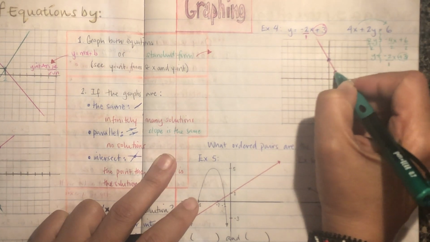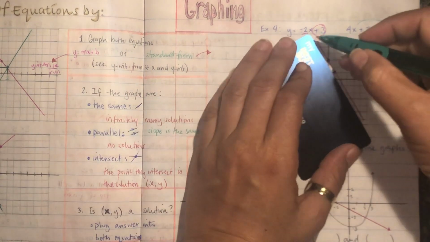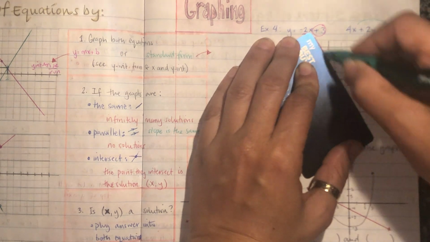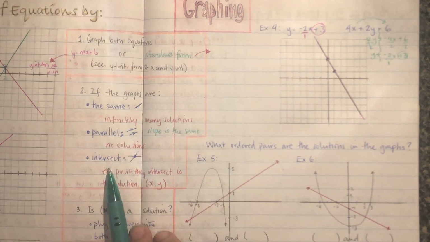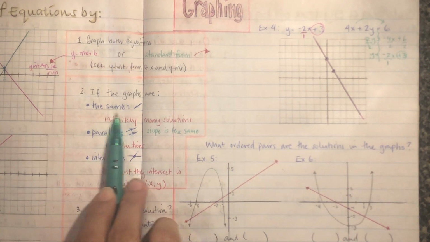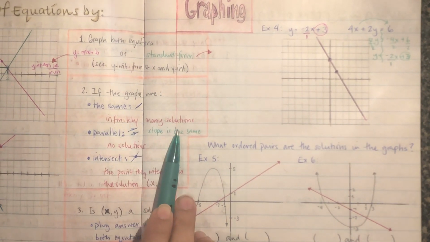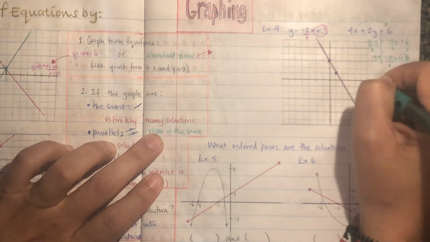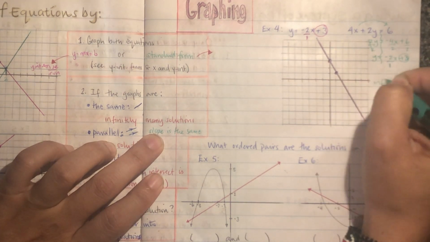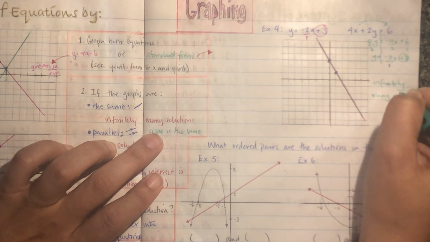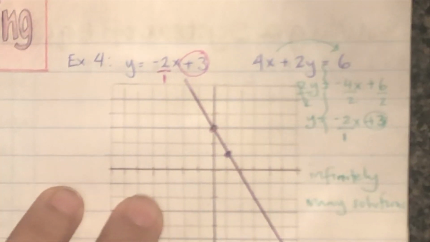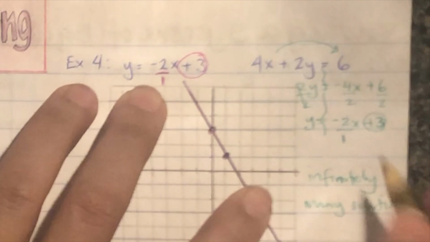Down 2, right 1. And what can you tell me about this? This graph is exactly the same graph. So because it's exactly the same graph, it has infinitely many solutions. Notice that this one is different. It has the same slope.